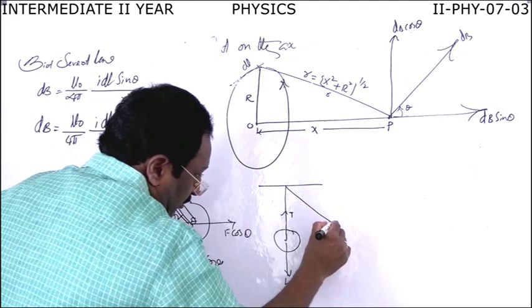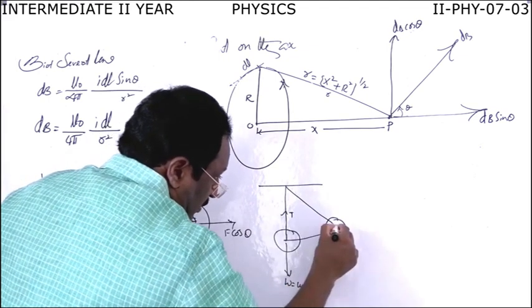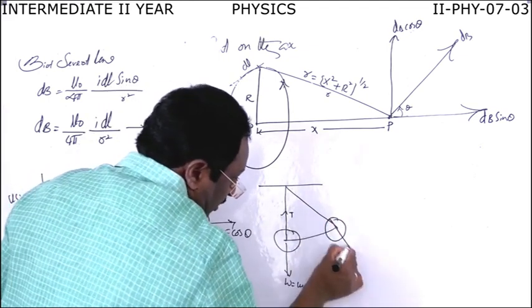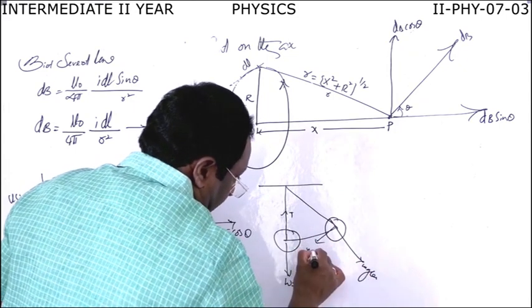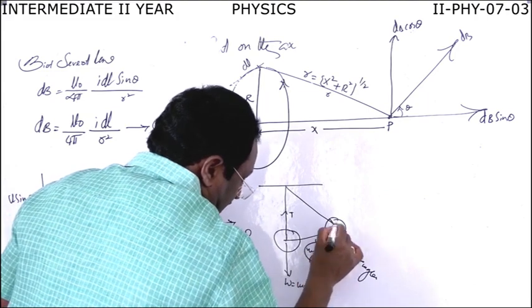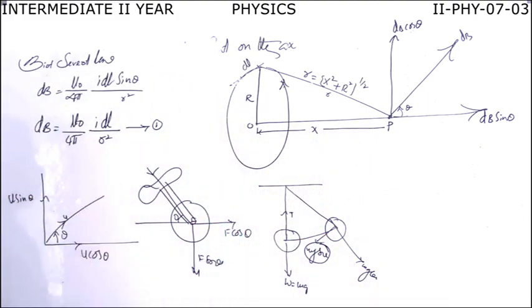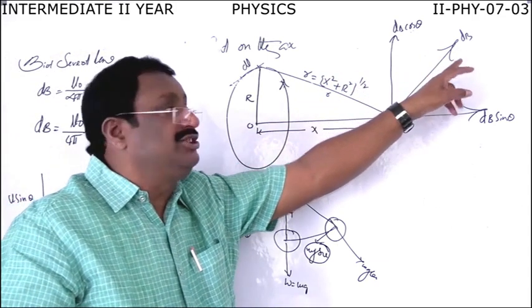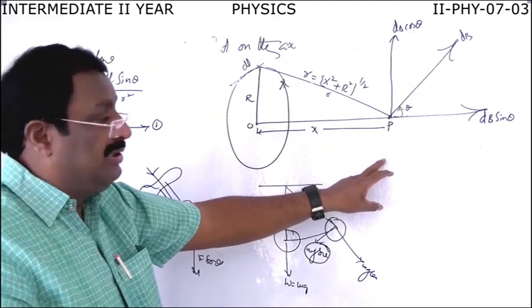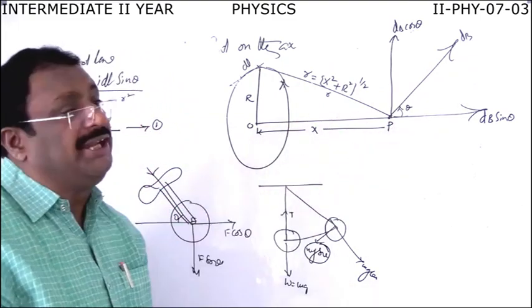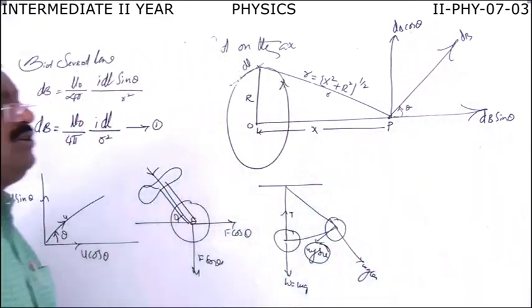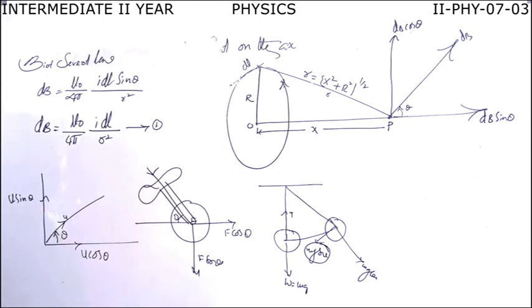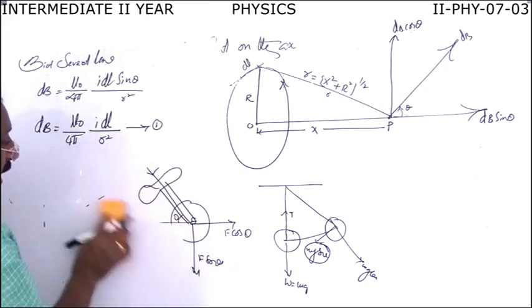In the same pendulum, at the extreme point, the weight of the bob is resolved into two components, mg cos theta and mg sin theta. Here mg sin theta is responsible for the to and fro motion. Similarly, here also the magnetic induction due to a small element at the point on the axis of the coil is resolved into two components, dB sin theta and dB cos theta. Why? Because it is making some angle with the axis of the coil.